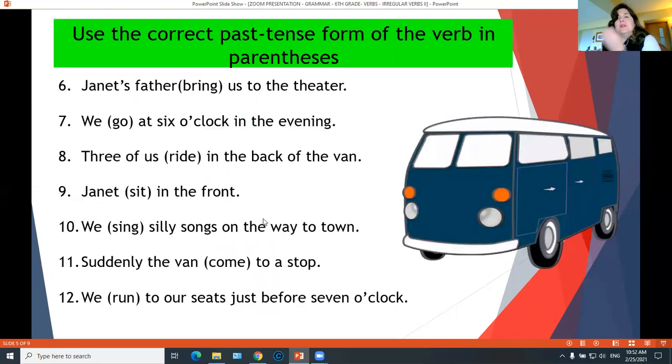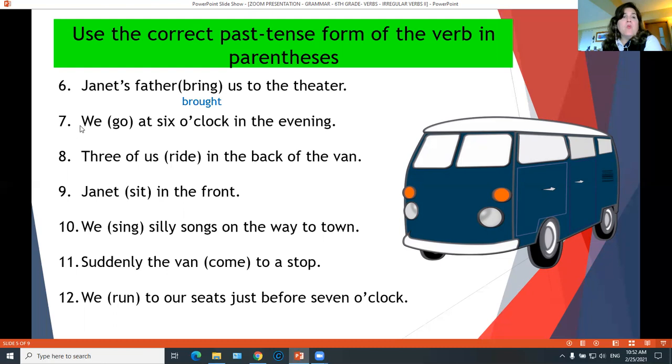Let's see another type of exercise. Use the correct past tense of the verb in parentheses. So we need to replace the word in parentheses with the verb in its past tense. We have: Janet's father, bring is the verb, us to the teacher. So Janet's father brought us to the teacher. This is the past form for this verb.